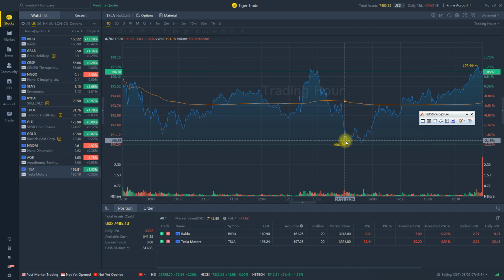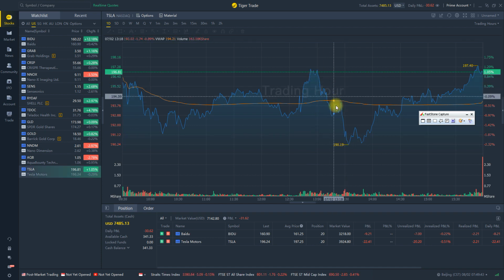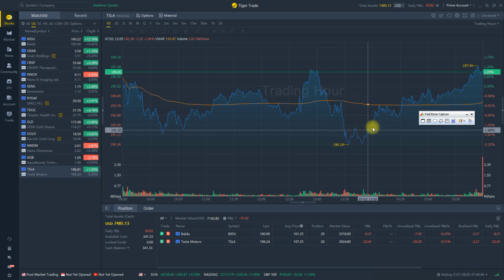I bought the shares thinking that it will do well, but it did not. So it ends up that I make a loss. Even at the market close, I still make a loss of $22. It's a small loss. I also bought Baidu, and it closed with a small loss also. So last night was quite uneventful.